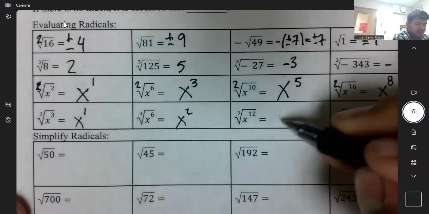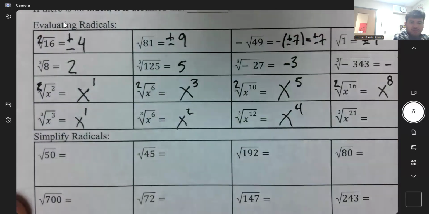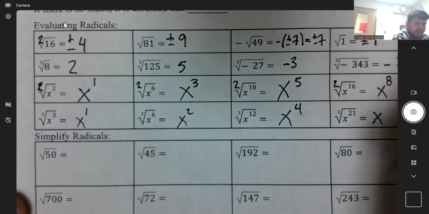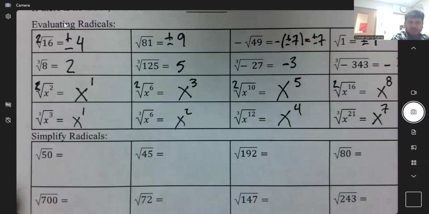Again, over here, your variable is an x. How many times is 3 going into 12? 4 times, so put a 4. Then again, x. How many times is 3 going into 21? 7. And that's your answer.